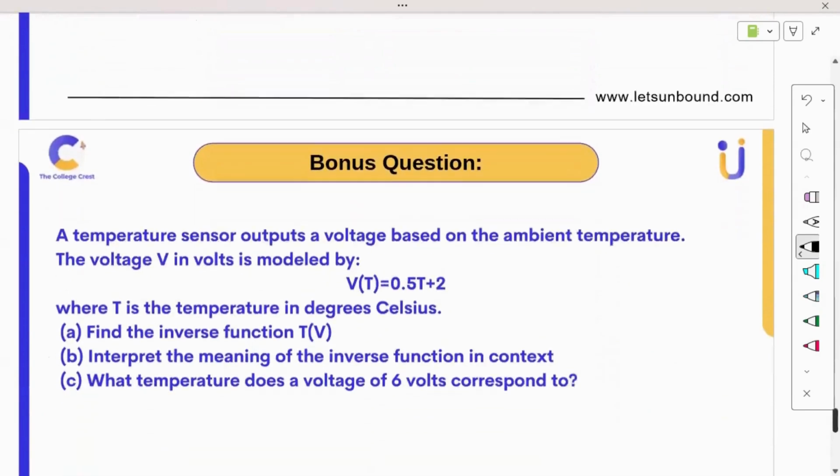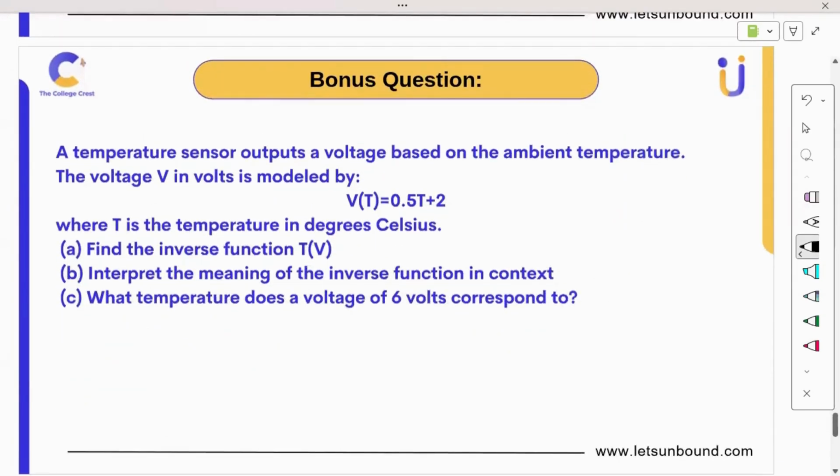Here we have a bonus question. A temperature sensor outputs a voltage based on the ambient temperature. The voltage is modeled by this equation. Find the inverse. Interpret the meaning of the inverse in this context. What temperature does a voltage of 6 volts correspond to? Simple but effective. So do solve the problem and drop your answer in the comments.